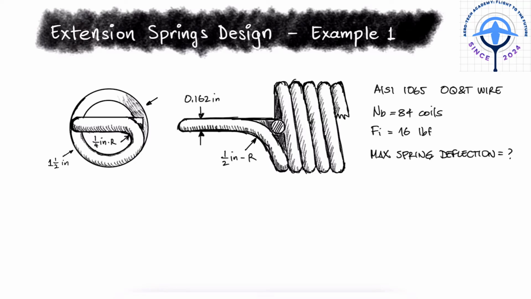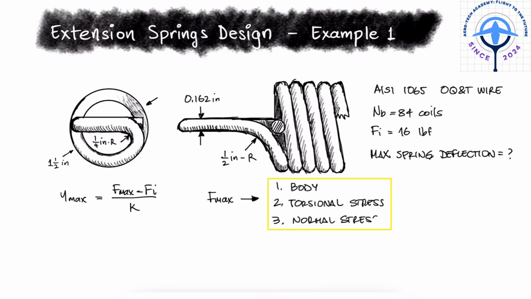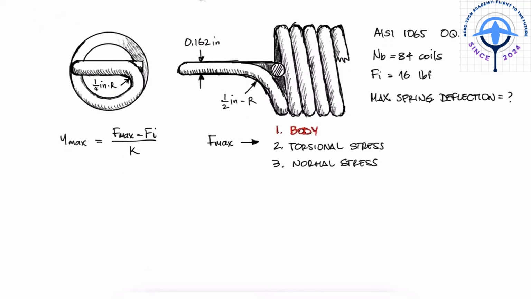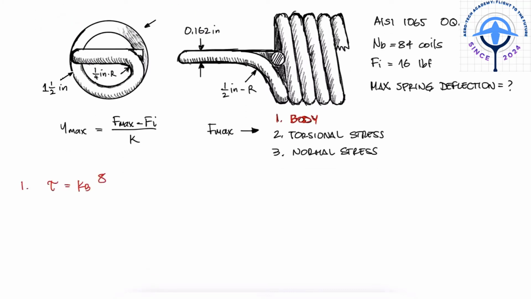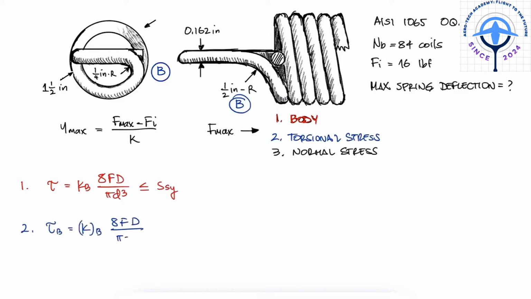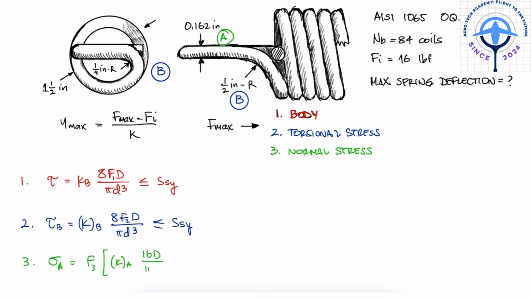Link below. To answer this question, we'll need to know the spring constant K and the maximum force possible that will not cause any of our three factors of safety to be lower than 1. We have a body stress that uses the same expression as the shearing stress of compression springs, and that shouldn't be larger than the shearing yield strength. A torsional stress at either hook B that should also not be larger than the shearing yield strength, and the normal stress on hook point A that shouldn't be larger than the yield strength.